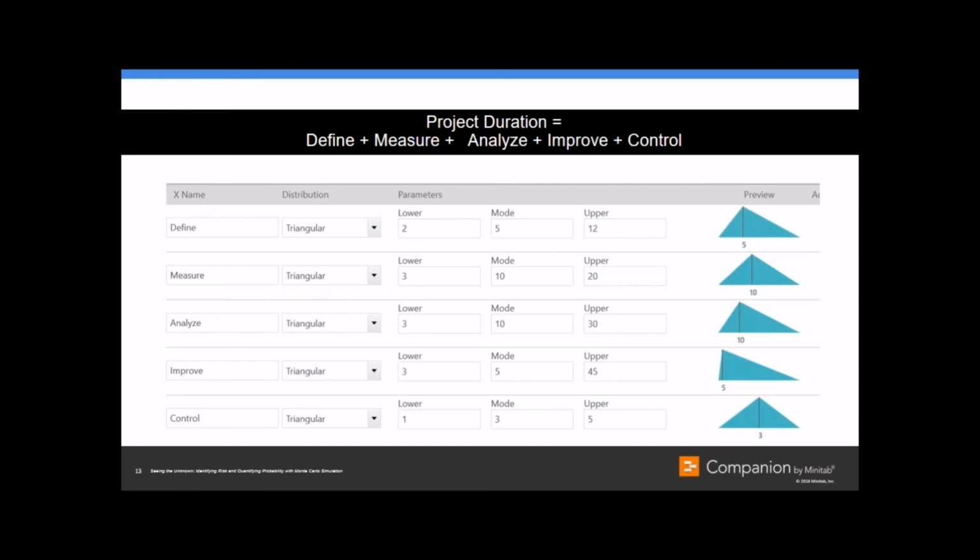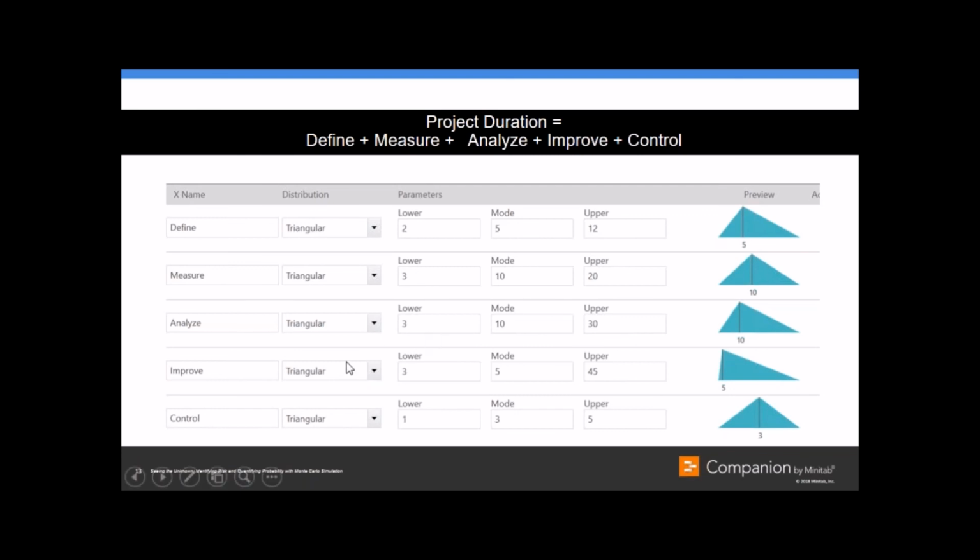Here I'm looking at the project duration, still that full model, and I'm now looking at each one of these steps in my process, or each one of these inputs in the process. For each one of the inputs, I'm going to assign some uncertainty. This is where these distributions come in. I'm going to assume for this type of project management process that each of these stages follows a triangular distribution with some different settings on the parameters.